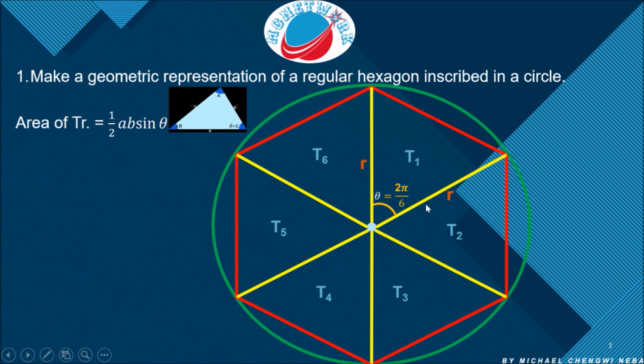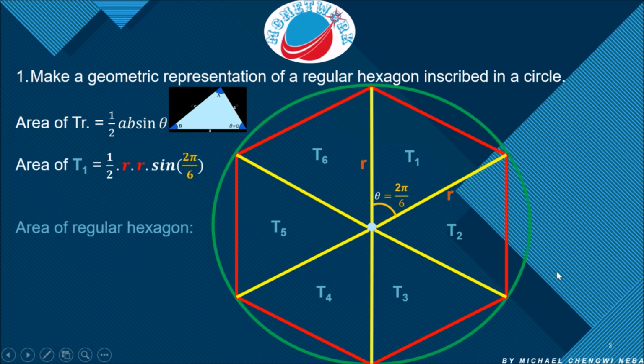Now, if you come here, what do you see? If you consider this side as A, this as B, and this is theta, so our area of T1 is going to be half r times r multiplied by sine 2 pi over 6. So this is what we are going to have. Now, to get the area of the regular hexagon, we are going to multiply this area by 6 sides, and this is what we are going to have.